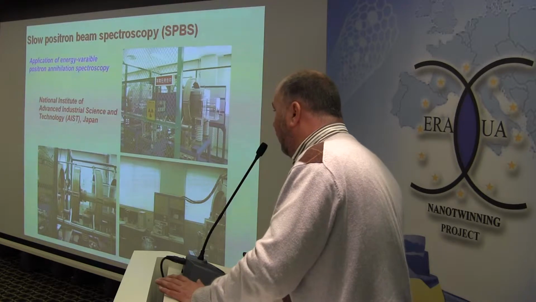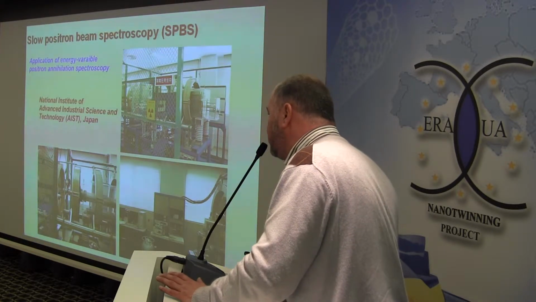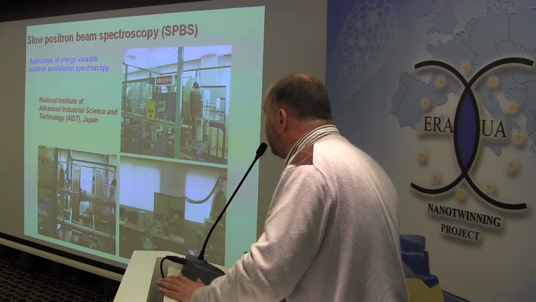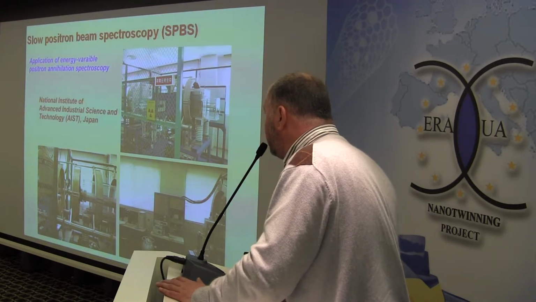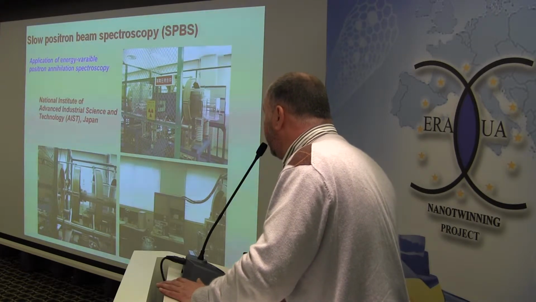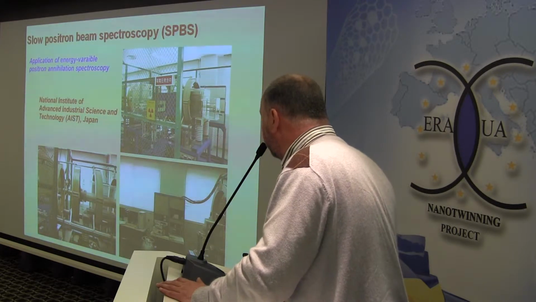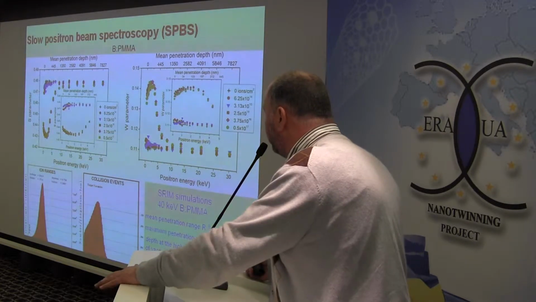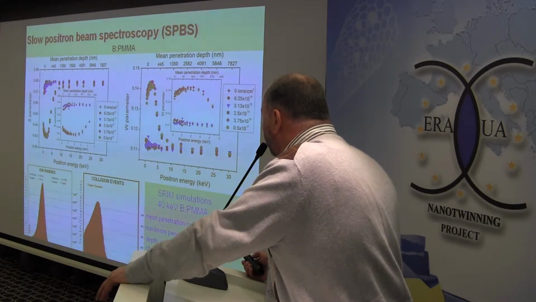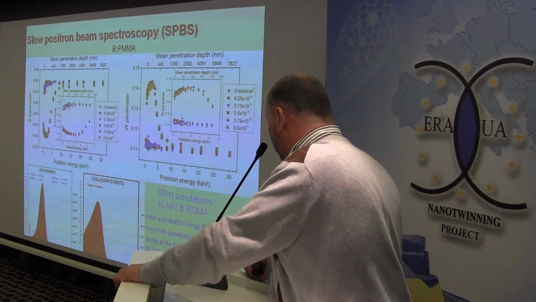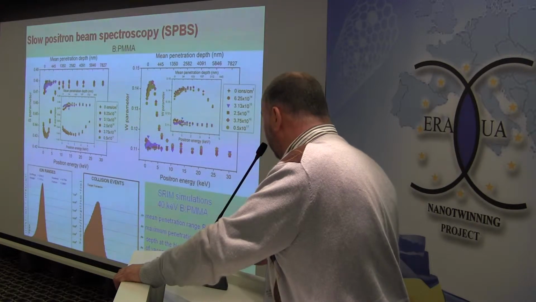In this research work, we use a unique technique from positron annihilation spectroscopy called slow positron beam spectroscopy. The measurements were carried out at the National Institute of Advanced Industrial Science and Technology in Japan. Here on this slide we have the S parameter and W parameter as a function of positron energy for the investigated PMMA. We see two different curves for the S and W parameters.